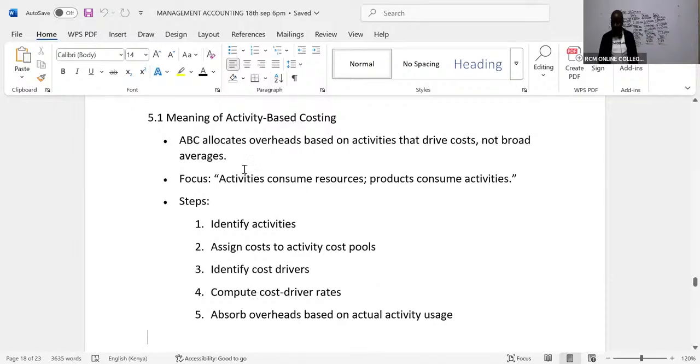So we are told ABC allocates overheads based on activities. Here you shall not be using just one basis, but activities that drive costs. Note broad averages. Focus: activities consume resources, products consume what here? Activities. Basic steps: identify activities, assign cost to activity pools, identify cost drivers, compute cost driver rates, absorb overheads based on actual activity usage.